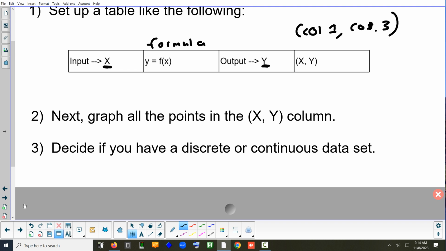And then the last step, okay, step 3, is to decide, is it discrete or continuous? Okay. What that's going to change is, if it's discrete, your final answer is going to look like that. It's just going to be dots. If it's continuous, then your final answer is going to be connecting the dots. So, right, think continuous, connect. CC, continuous, connect. Discrete, dots.